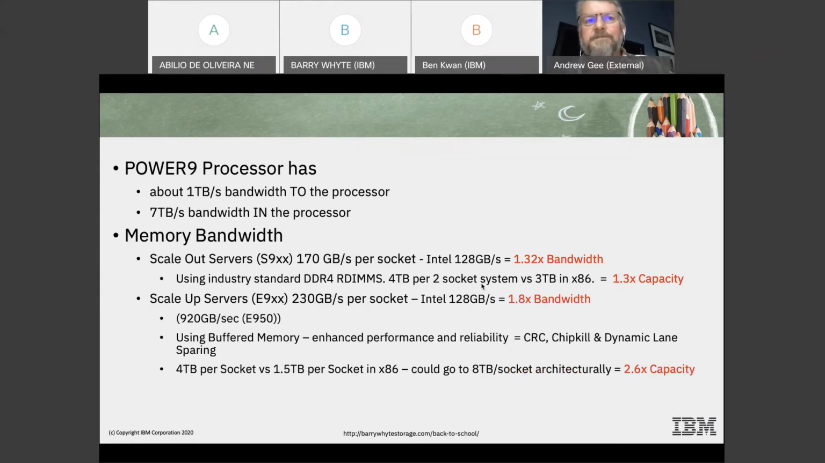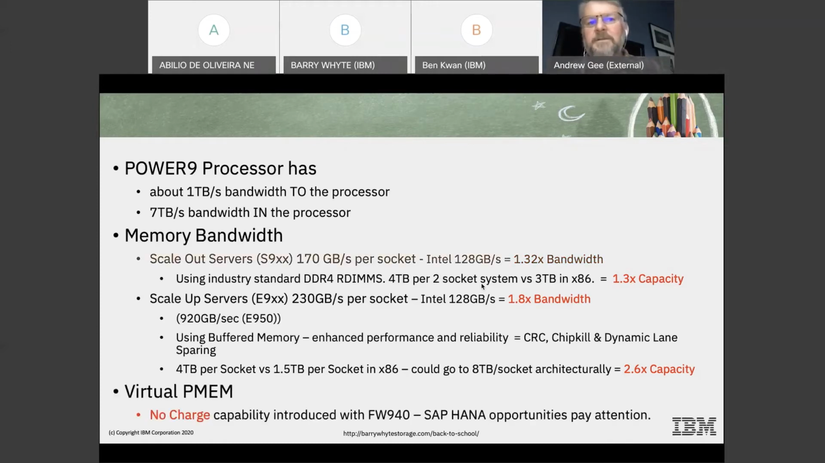Our scale-up servers, these are the ones with 230 gigs per socket, versus Intel's 128 gigs. So here's the 1.8. That's where the 1.8 comes from. In our Enterprise 950s and 980s, we have a lot more bandwidth from memory to CPU. Using buffered memory again, these are the cyclic redundancy checks, the chip kill, and the dynamic lane sparing. And of course, we can do 4 terabytes a socket versus 1.5 terabytes a socket in an x86 environment. Theoretically, we could go to 8 terabytes a socket architecturally. So at the moment, at 4 terabytes to 1.5, we're looking at 2.6 times the capacity.